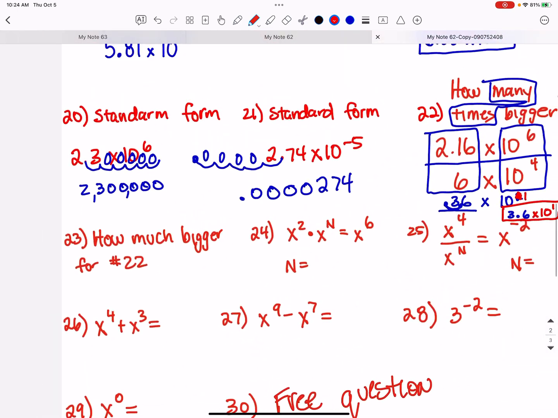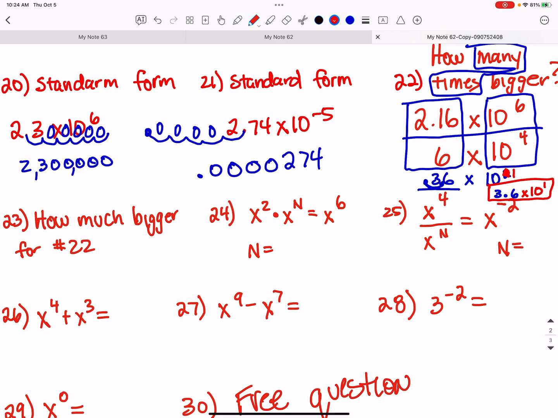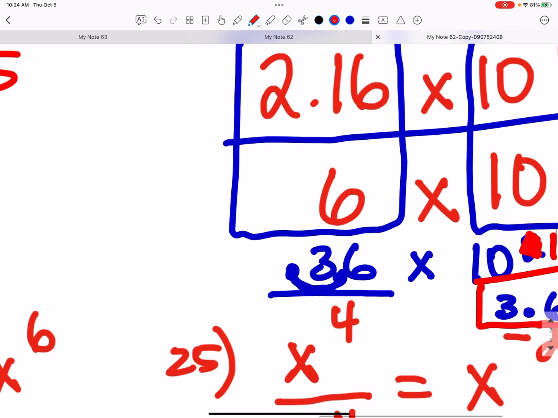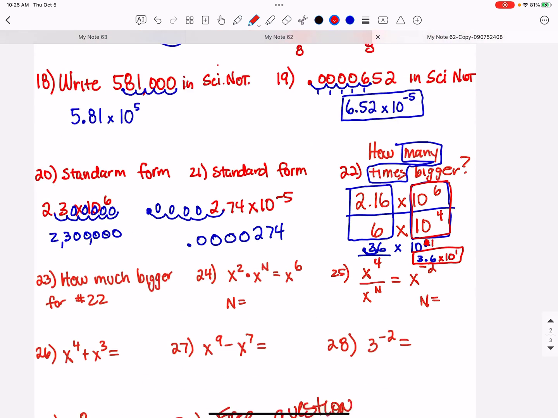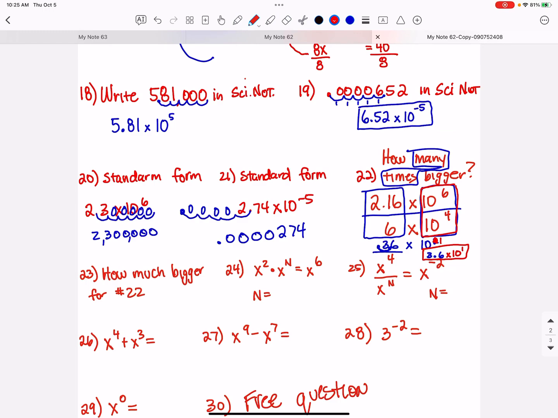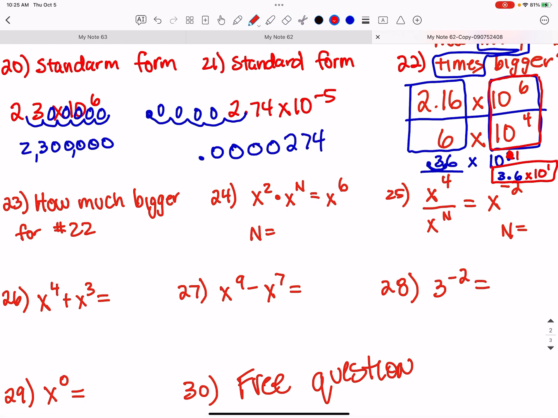All right, how much bigger are those numbers? 2.16 times 10 to the 6th minus 6 times 10 to the 4th. If I was trying to subtract 10 to the 6th minus 10 to the 4th, one less than subtraction is nothing. There's no shortcut for 10 to the 6th minus 10 to the 4th, so we can't do shortcuts like we can with multiplication. We have to do it the long way and turn them into normal numbers.